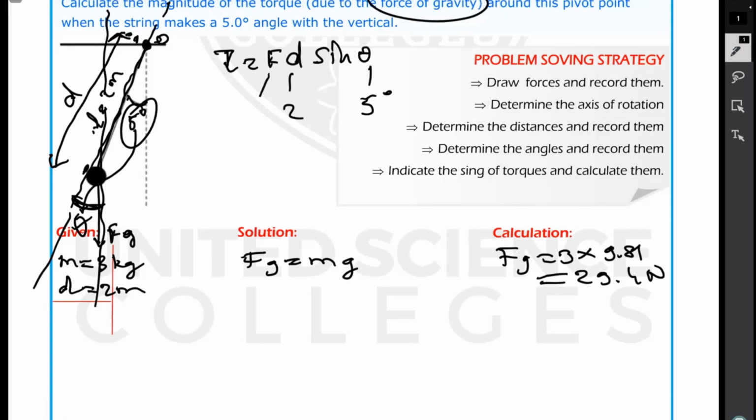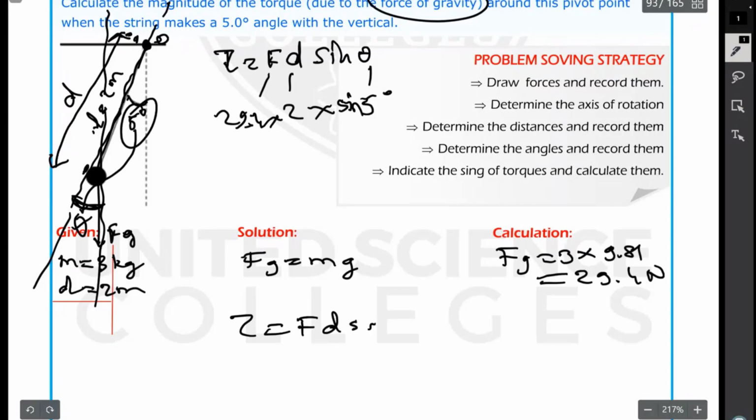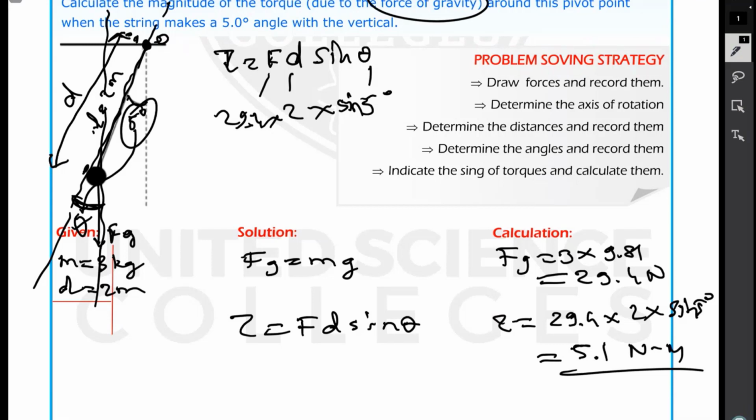Force is 29.4. Multiply them all and get the answer. So torque is equal to F d sine theta. So then torque is equal to F, which is 29.4, distance, the 2 meter long string, multiplied by sine of 5 degrees. So the answer becomes 5.1 Newton meter for this. Because the question is asking for the magnitude, we don't care about the negative and positive sign of the torque for this question.